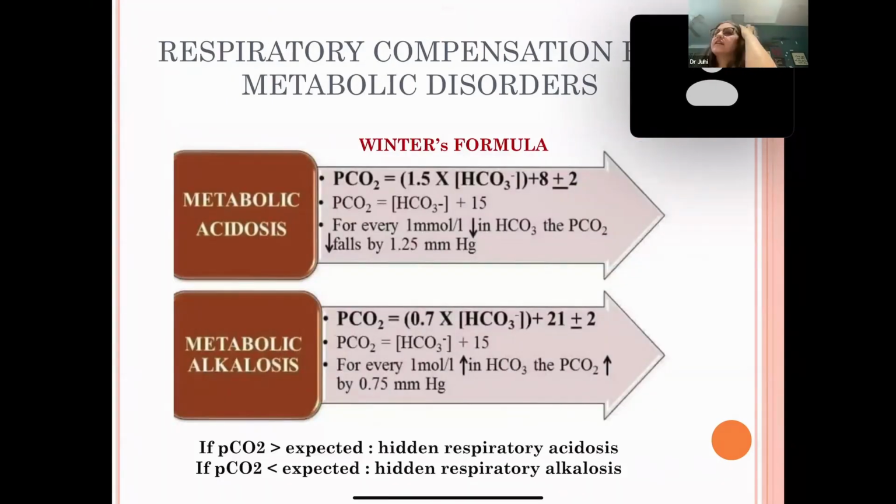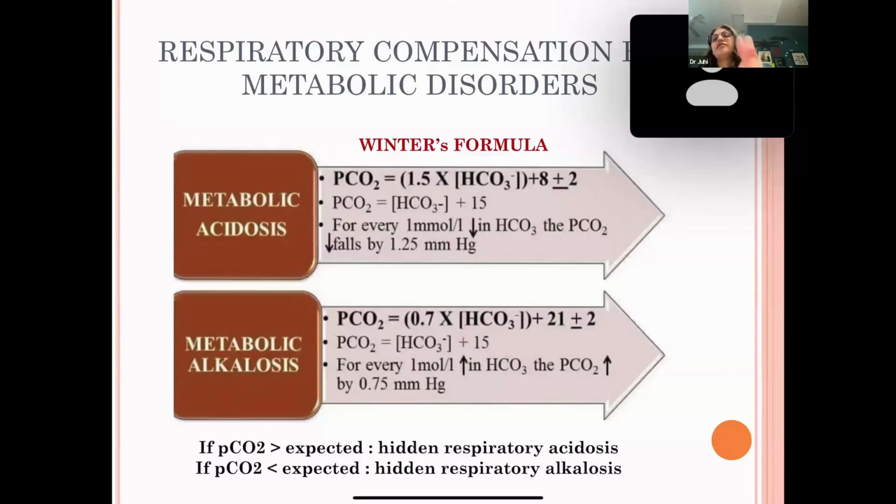Now, for metabolic disorders we have a respiratory compensation. So there is Winter's formula. This formula is very important. If you have a metabolic acidosis, the compensation formula will be PCO2 is equal to 1.5 into bicarbonate plus 8, plus minus 2 is the range. Okay, supposedly bicarb is 20, then our value will be 18 to 22. For the metabolic alkalosis, PCO2 is equal to 0.7 into bicarb plus 21, plus minus 2.